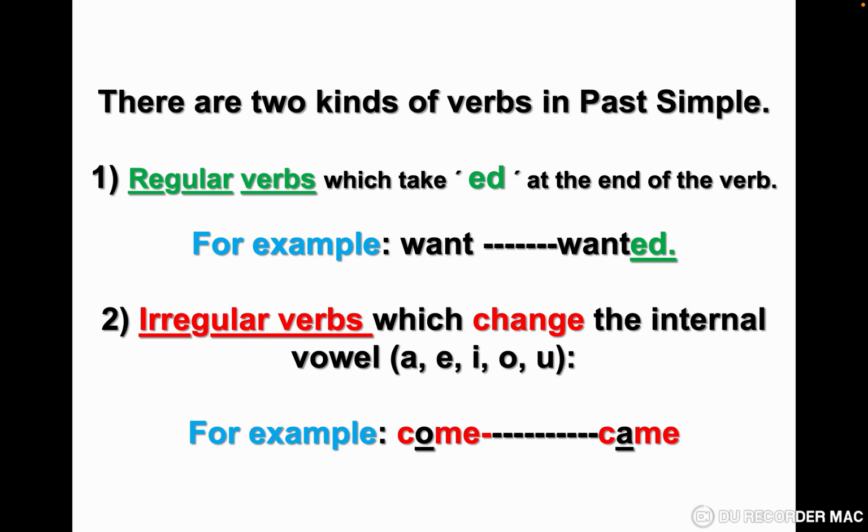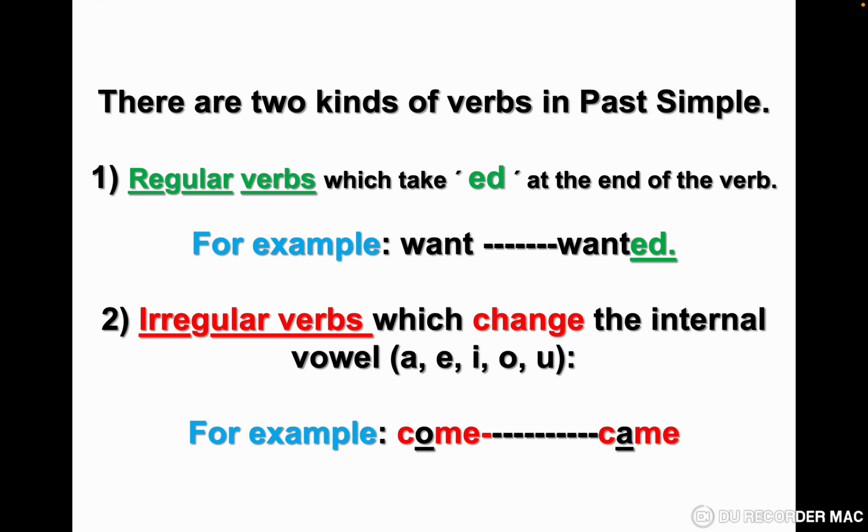So the vowels are A, E, I, O, U. So for example, the verb come. The internal vowel, it's not E, that's final at the end. So we speak about O. So we are going to change the internal vowel, O to A. So the present is come, but the past is came.